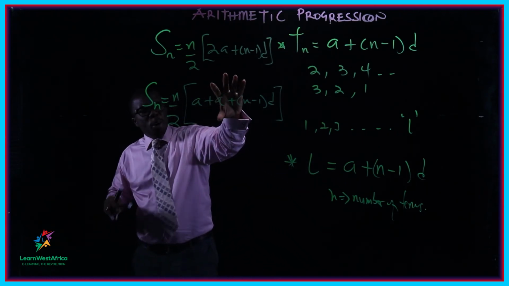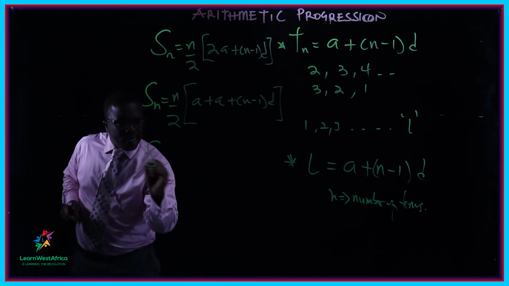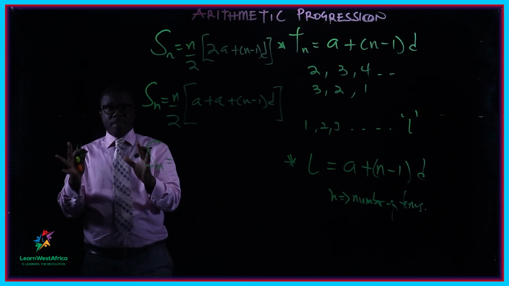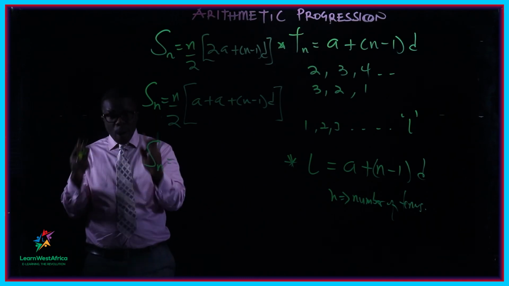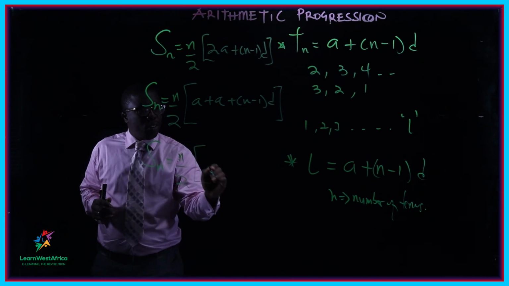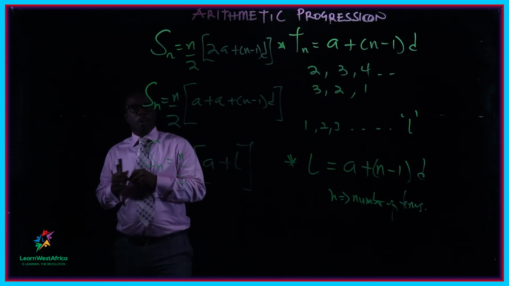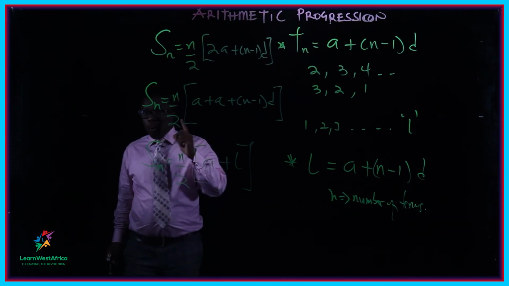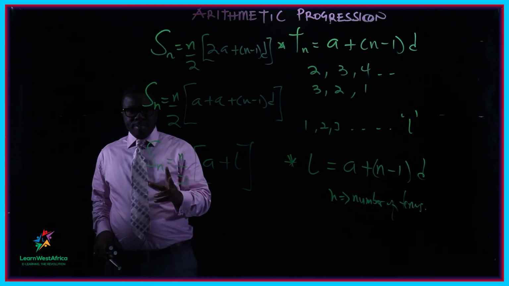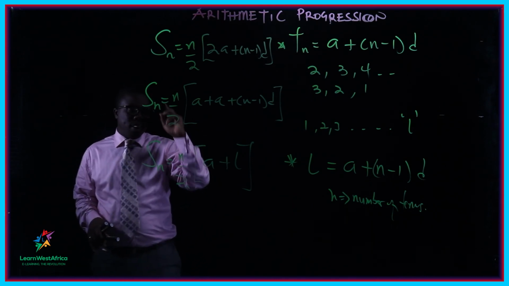Come to this part, remove that and put the L there, such that the sum of terms of an AP where the last term is given, guys, that's the point, is n over 2 into bracket a plus L. Hope you're okay with that. So when the last term of an AP is known, the sum of terms, Sn, will be n over 2 into bracket a plus L.